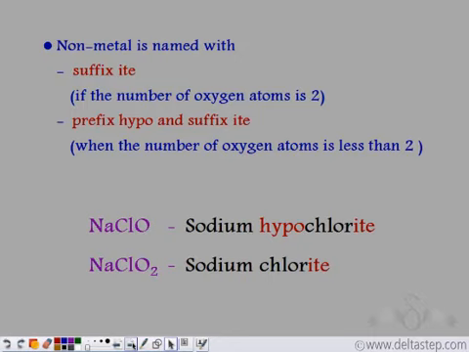When the number of oxygen atoms is less than 2. So here we have only one oxygen atom which is less than 2. So what does the rule say? The rule says that the non-metal is named with prefix hypo and suffix "ite." So when in NaClO, we have the Na, which is metal, which remains as it is, that is sodium. This non-metal, that is Cl, is given the prefix hypo and suffix "ite." So when the number of oxygen atoms is less than 2, it becomes sodium hypochlorite.